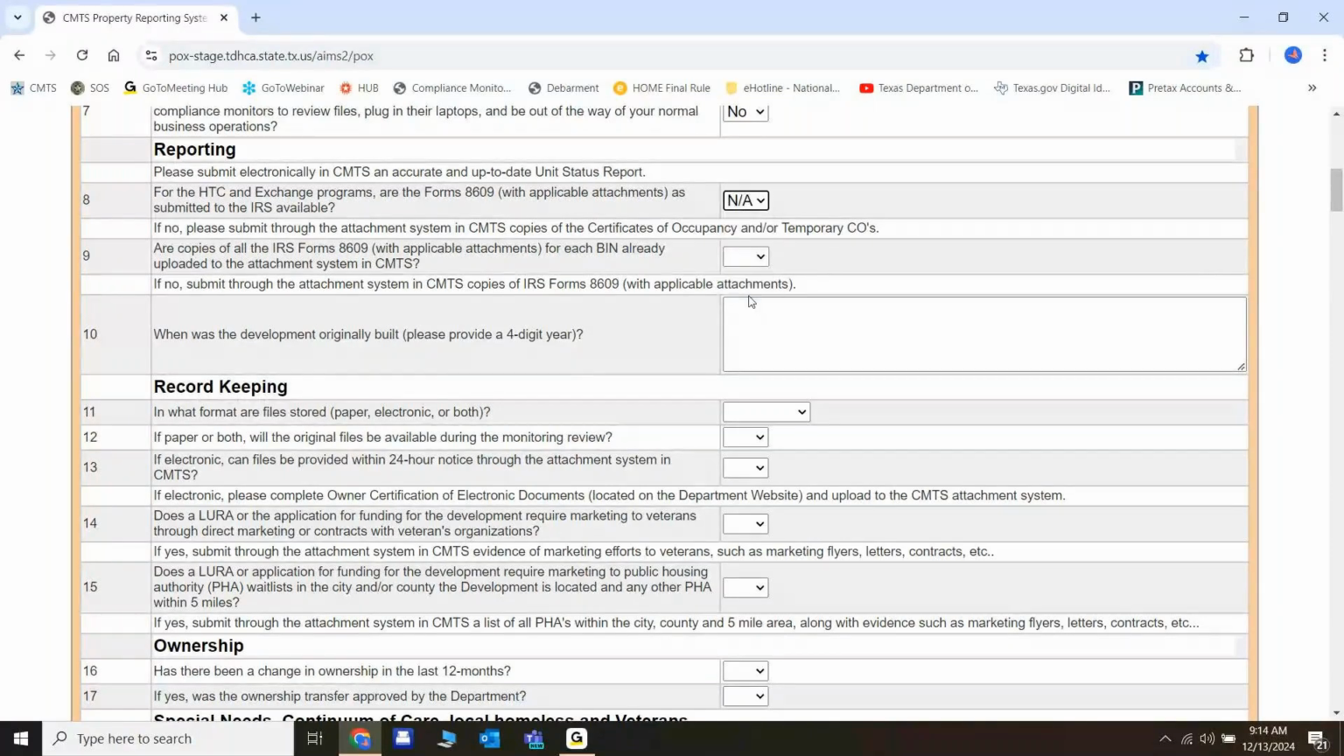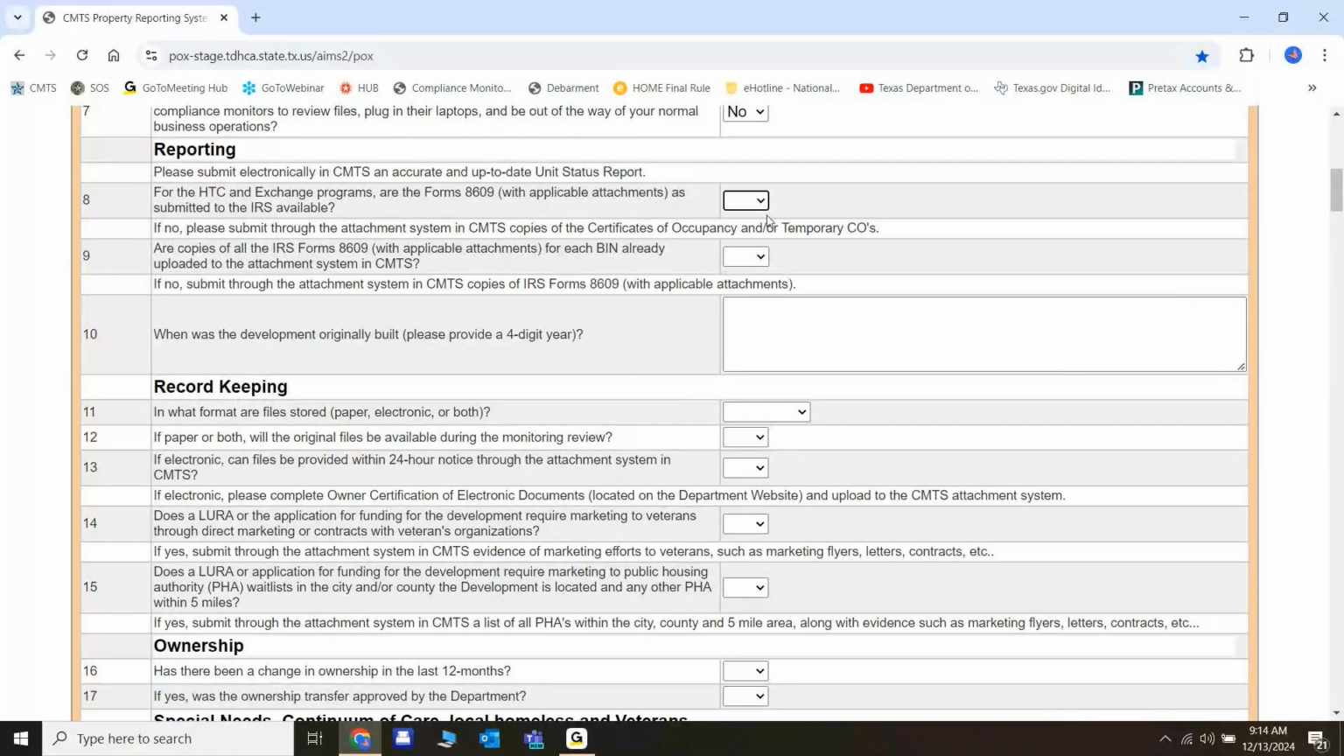That is what the NA is for. So this is asking, do you have Form 8609 if you are housing tax credit or exchange? Yes, then great, you're done with this part. If it's no, I have not gotten them from the department yet, submit your certificates of occupancy or temporary COs. If you do not have housing tax credit or exchange, say you're just straight HOME, this is NA. This does not apply to you. You can say NA, or you can skip it altogether and leave it blank. You'll be able to submit with blanks. So up to you, however you want to do it.